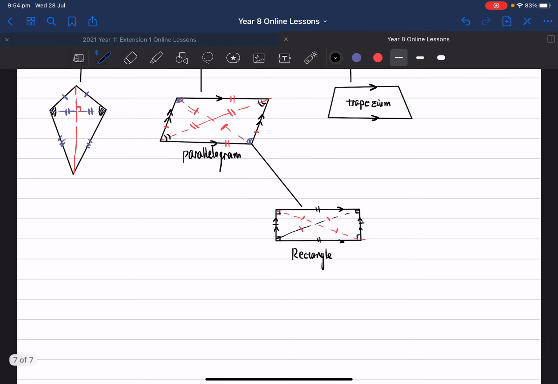Then another special type of parallelogram is a rhombus. A rhombus shares some properties between a parallelogram and a kite.